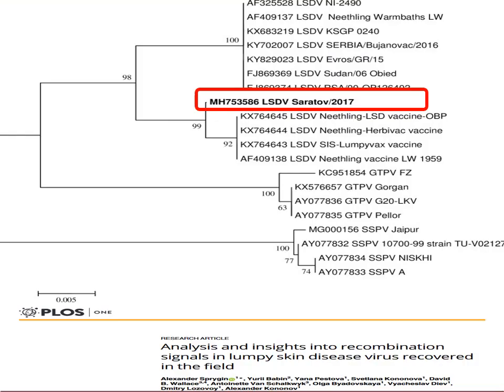This tree demonstrates the phylogenetic affiliation of the novel strain. Although it forms a sister lineage to the vaccine group, it's not identical to the commercial vaccine strains, nor does it belong to the field strains.